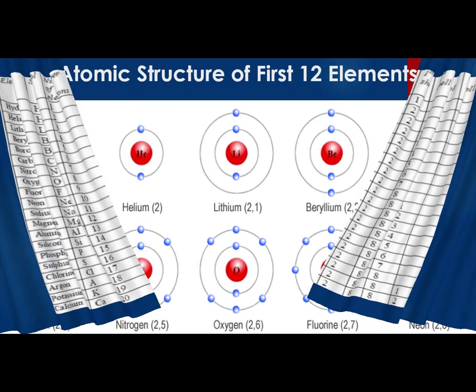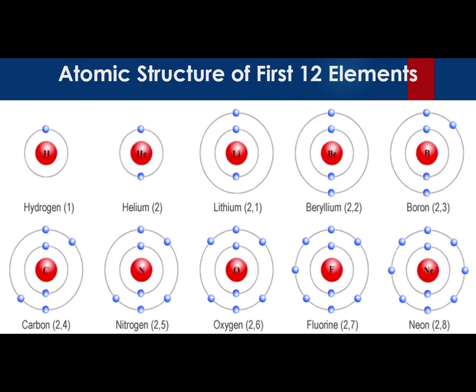Here are the atomic structures of the first 12 elements. As we have discussed the configuration, the number of electrons, and the arrangements in the table, now you have to draw these atomic structures of the elements. First one is hydrogen. 1 is the atomic number, and atomic number means the number of electrons. So this is the nucleus in red color.